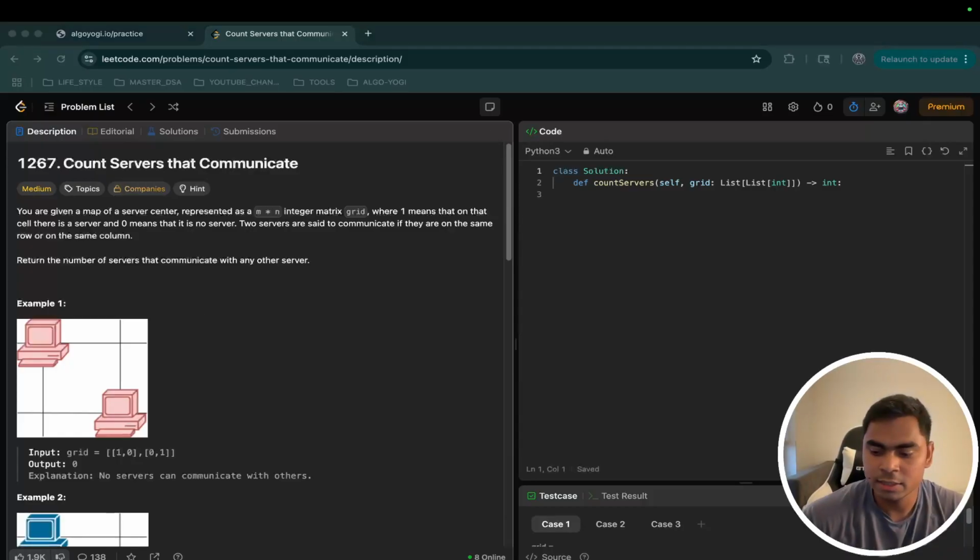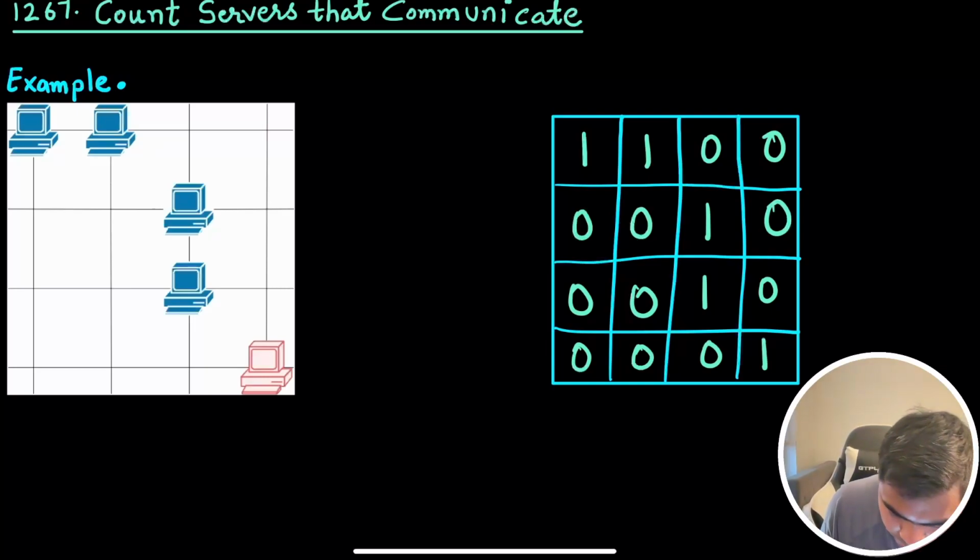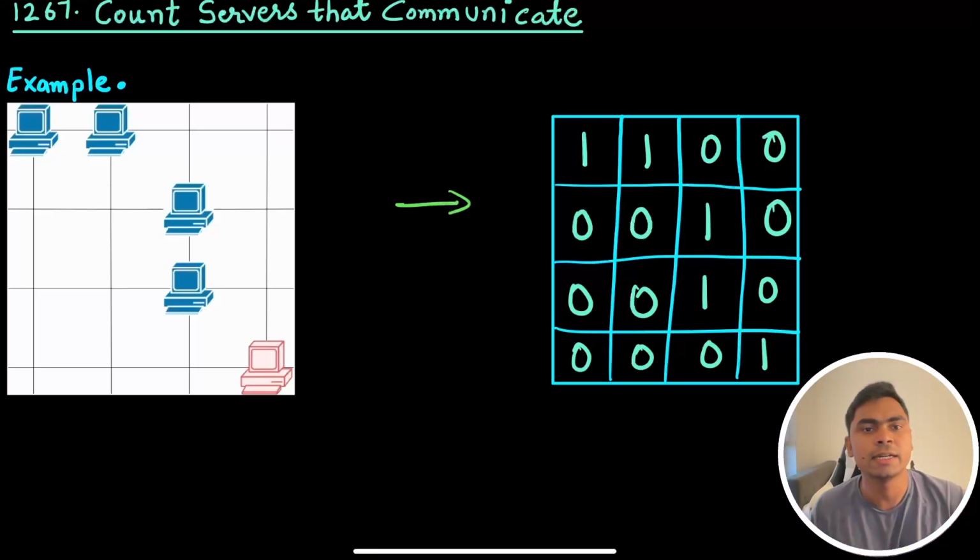So let's consider one example from this. This is the third example, and I think this is the best example to go over. This is the grid that I've just converted into a visual representation, and this is the converted grid, which is actually given to us as a 2D list. 1 means there is a server, 0 means there is no server.